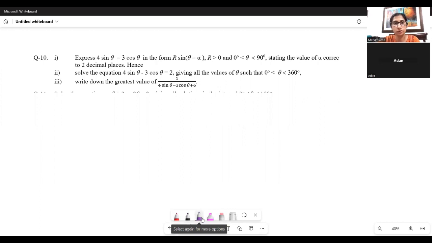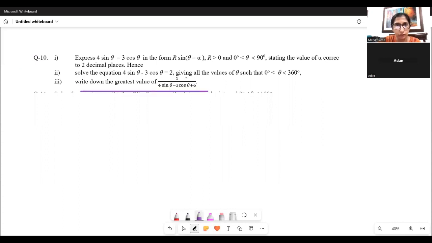We're doing homework corrections in 10 part 3. Write down the greatest value of this. So you already have this in r sine theta minus alpha form. So r came out to be 5.